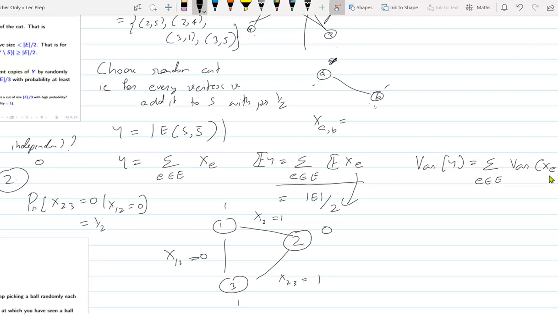And this is equal to size of E times the variance of the individual random variable, which is pq, right? It's 1 by 4. So we compute the mean expectation and variance. Now we know how to apply Markov and Chernoff.